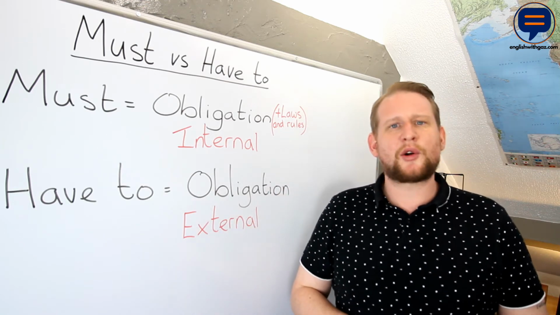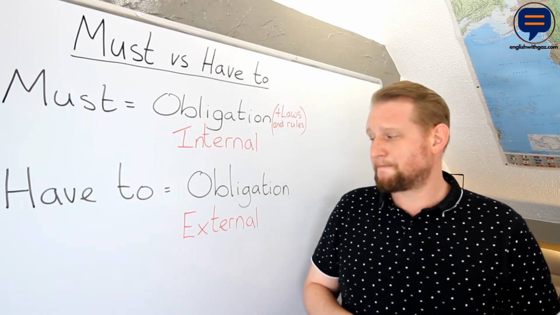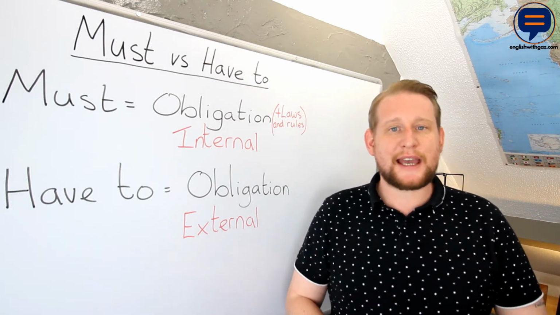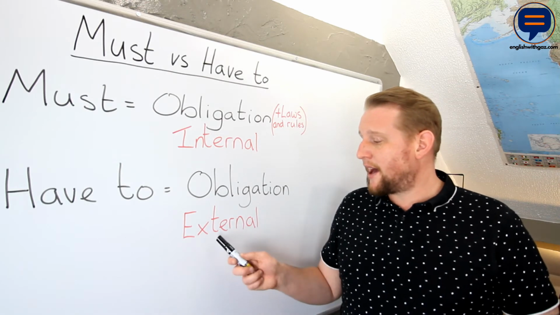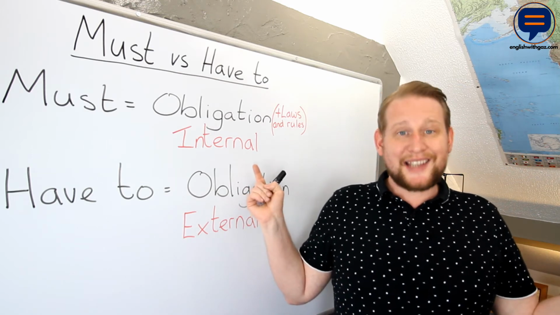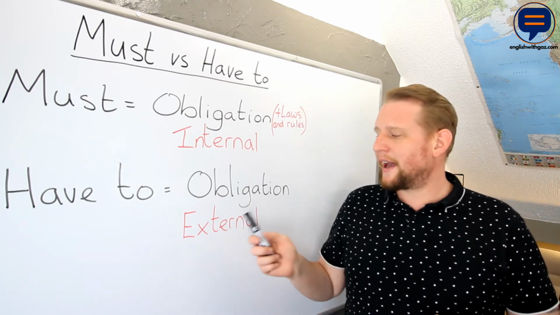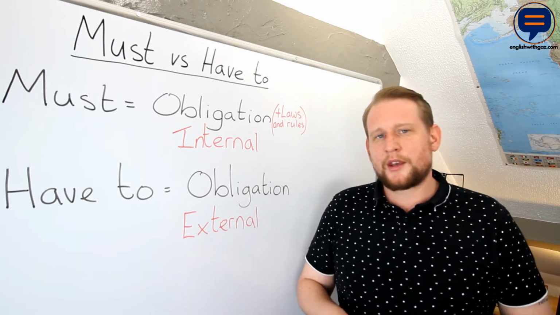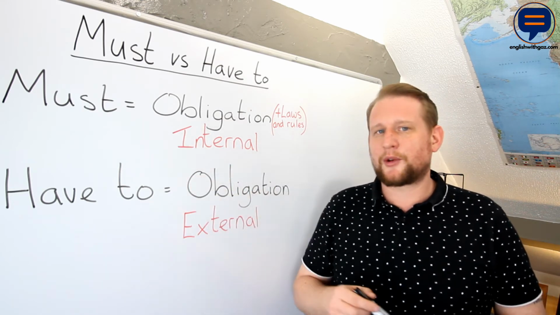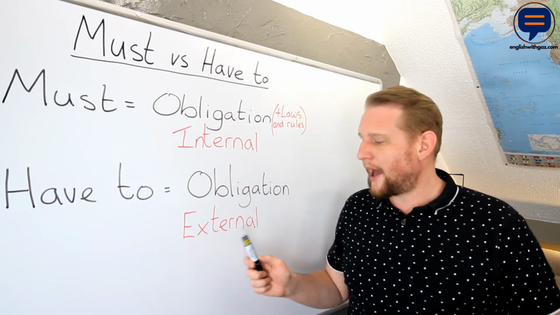With have to, I told you, I have to take these pills that the doctor gave me, the doctor prescribed me. And I have to wear a uniform to work because my boss said I have to. These are external obligations. They are coming from other people. Other people are telling me what I have to do. I have to take these pills. I have to wear this uniform. So we can see by looking at these two examples that choosing must or have to depends on whether the obligation is internal or external.